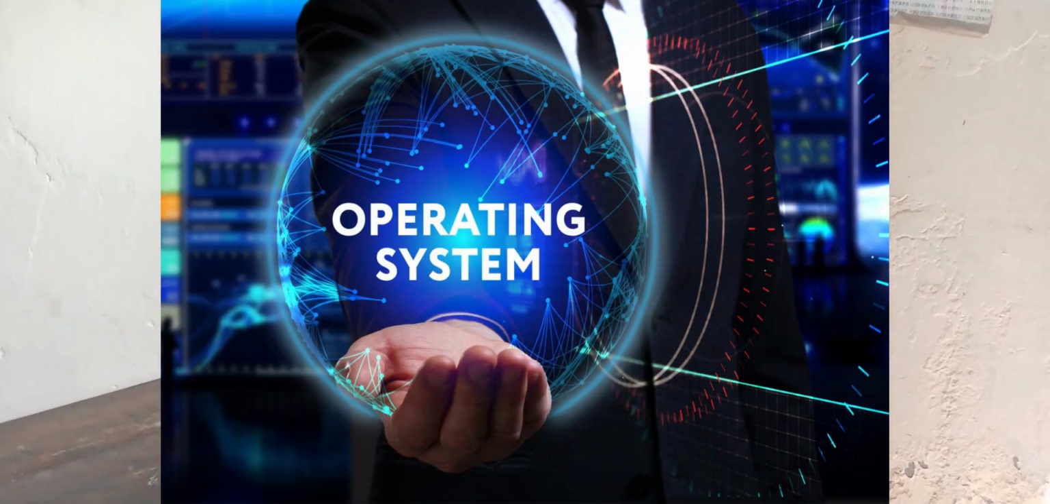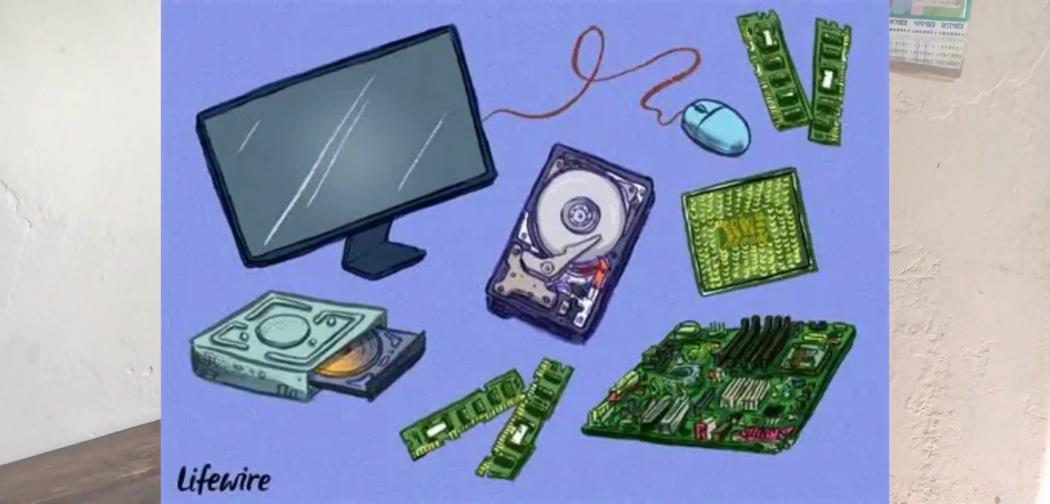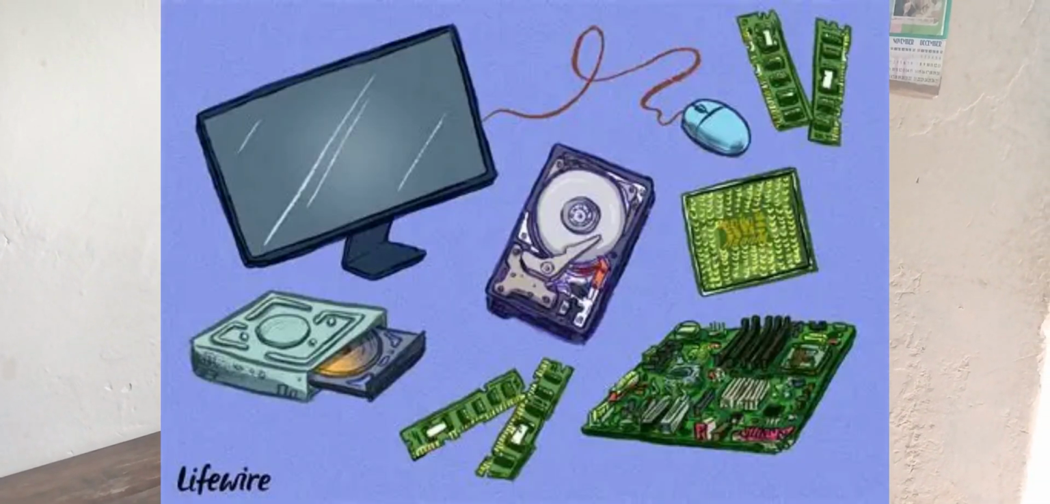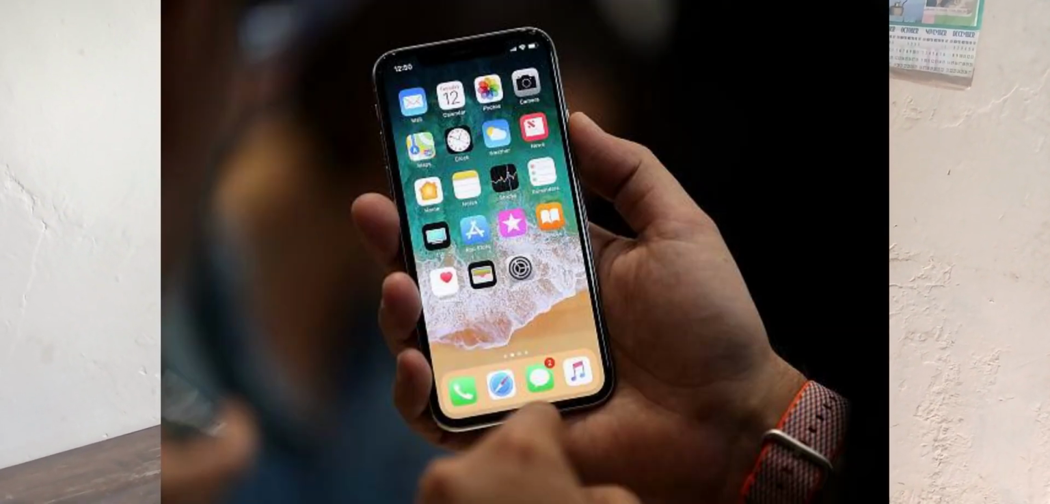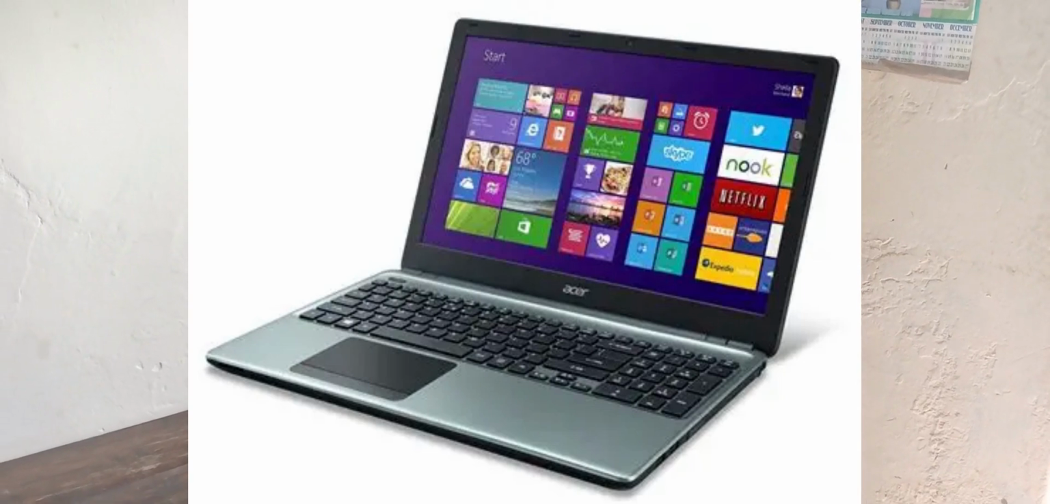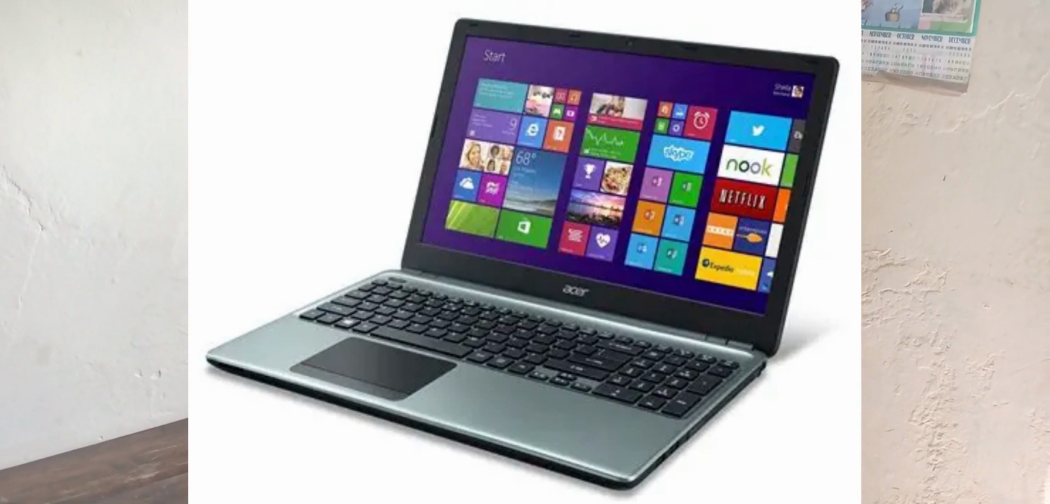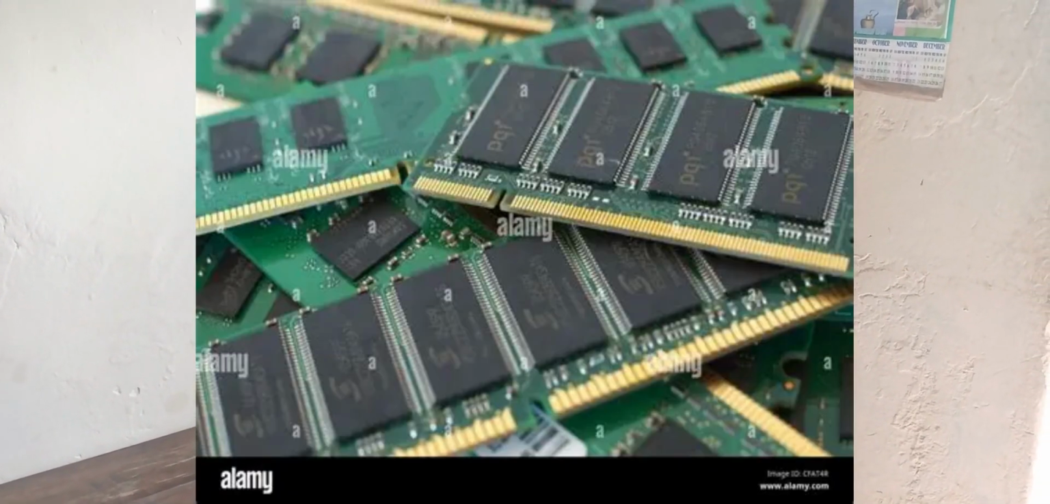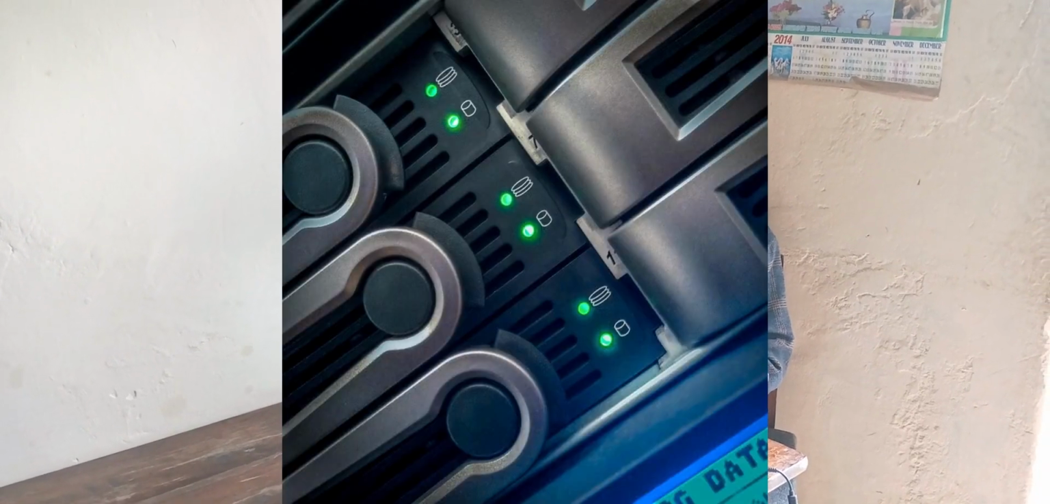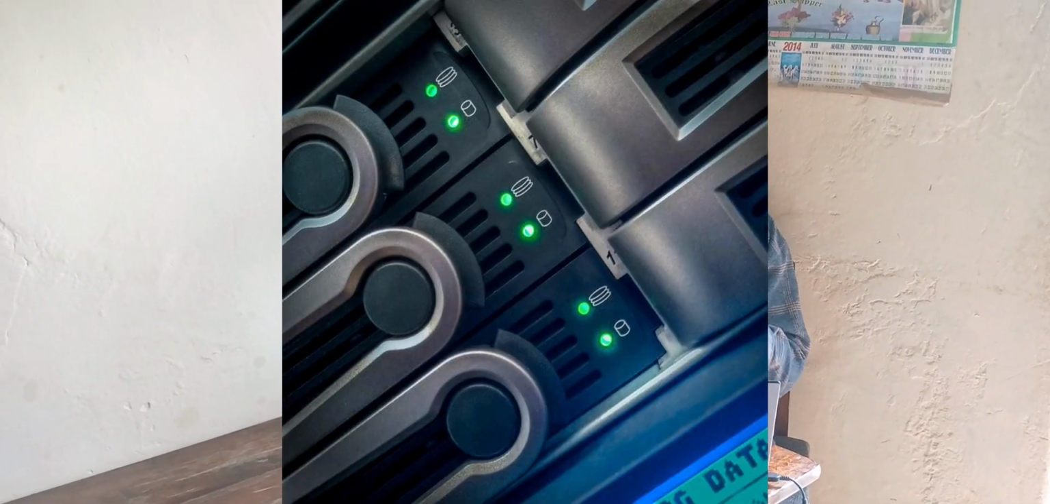An operating system is the backbone of any computing device. It manages hardware, runs applications, and coordinates resources to keep things running smoothly. Whether it is a smartphone, a laptop like the one I'm using here, or an industrial machine, there is always an operating system pulling the strings behind the scenes. It controls memory, processing power, storage, and user interaction, acting as the bridge between the user and the machine itself.